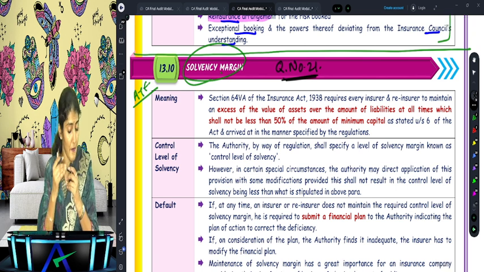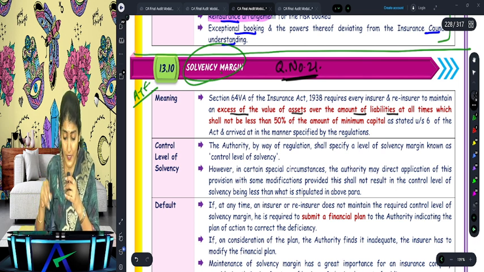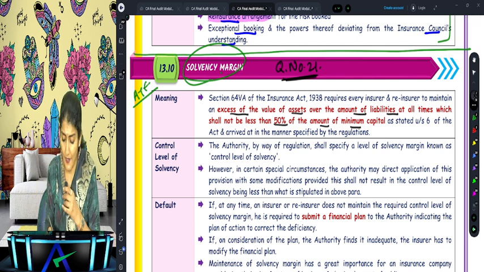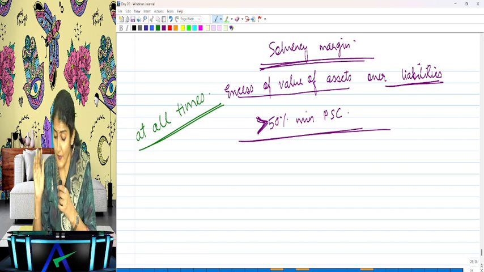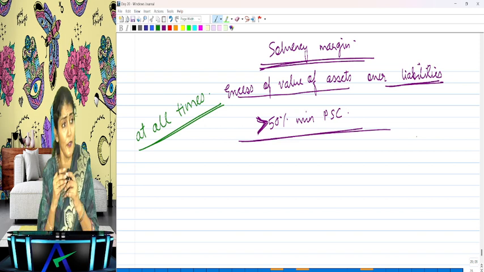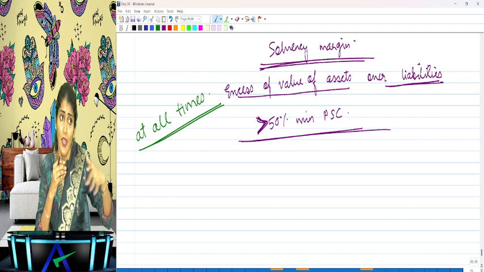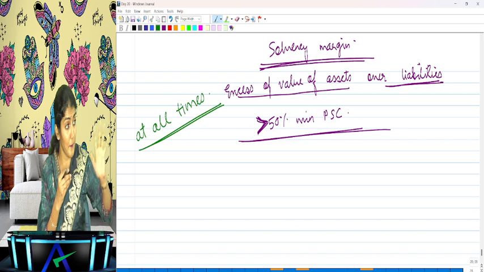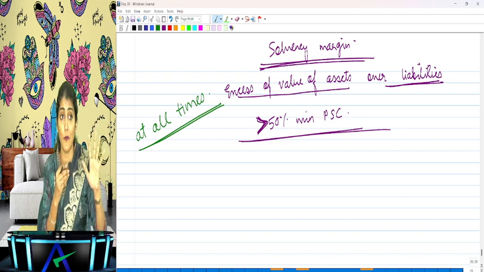The solvency margin. So what does it say? An excess of value of assets over the amount of liability, which shall not be less than 50% of the minimum paid up share capital arrived at in the manner specified by the regulations. Are you understanding that? Okay, right? So let's take an example. Everybody, please listen to me carefully. Now say, even if you have 1 rupee more of asset than your liability, are you solvent in normal accounting terms? Yes. But the insurance company says no, you should have 50 crore more asset than your liability. Only then will you be considered solvent.